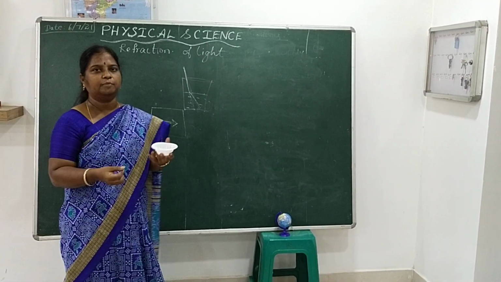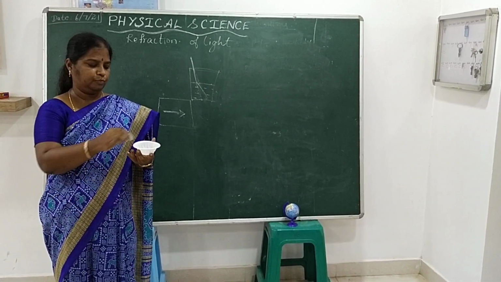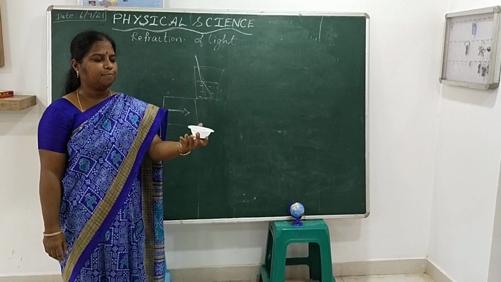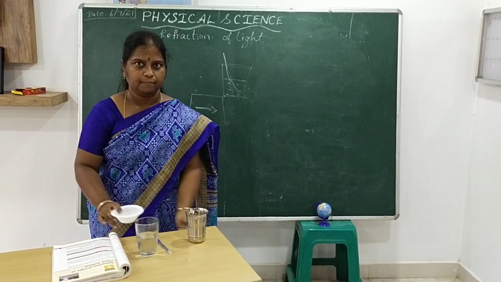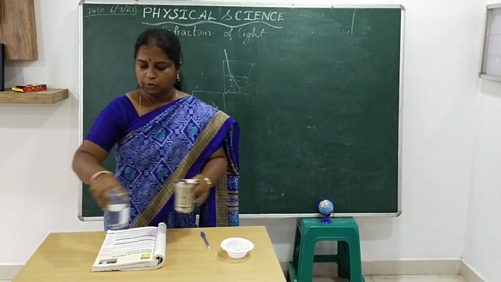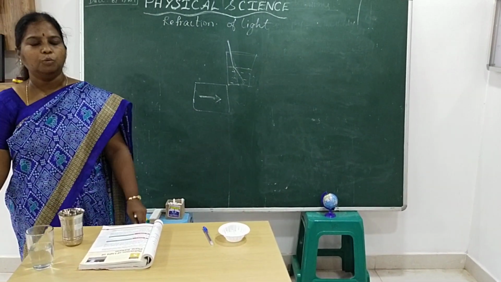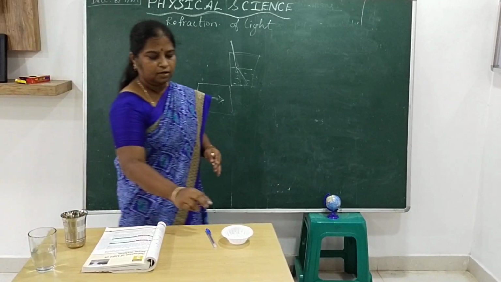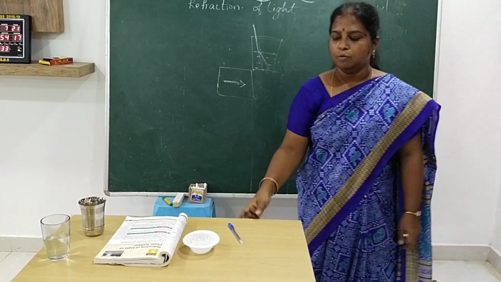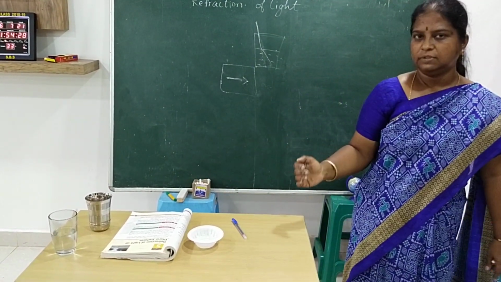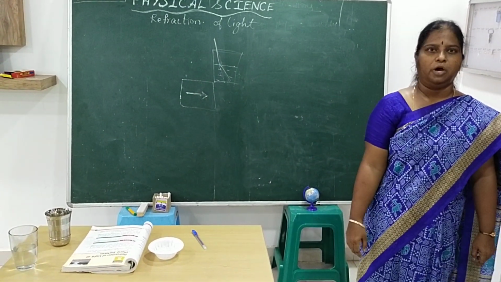You will have a steel bowl or a plastic bowl at home. Take a coin, put it in the bowl and place it on the table in such a way that you cannot see the coin. Move to a certain distance, diagonally, to the other end, till you don't see the coin with your naked eye.